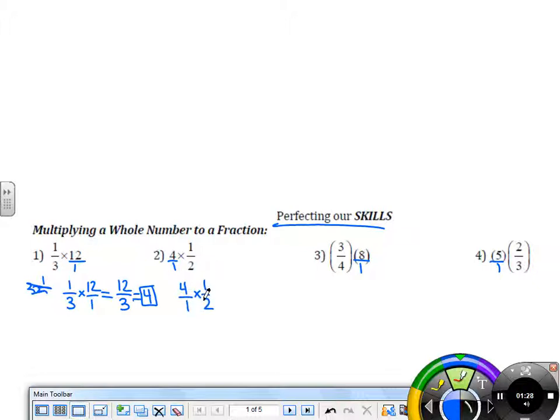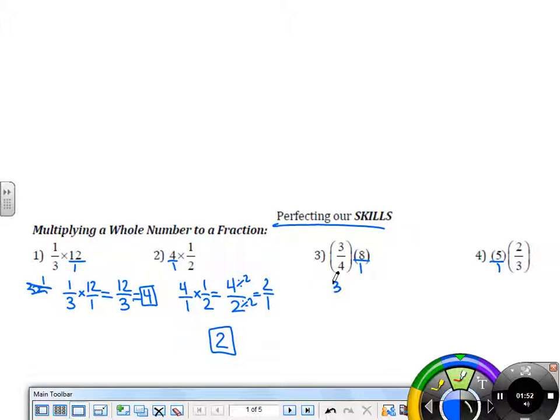For problem number 2, we're doing 4 over 1 times 1/2. So again, we multiply the numerators. That gives us 4. We multiply the denominators. That gets us 2. And you either recognize that 2 can divide evenly into 4, or if you started to reduce the fraction like this, you would get 2 over 1. But again, you should recognize that that's just the number 2.